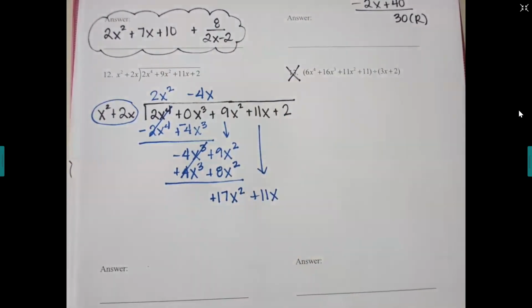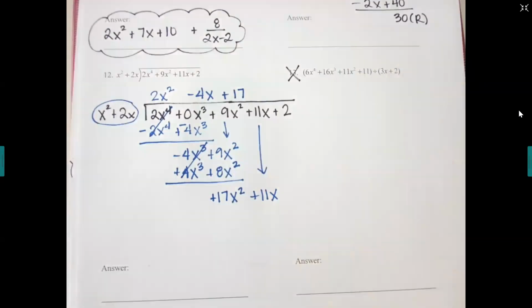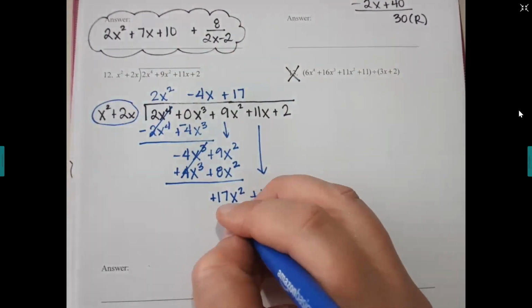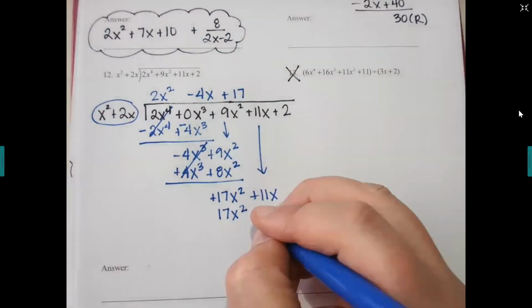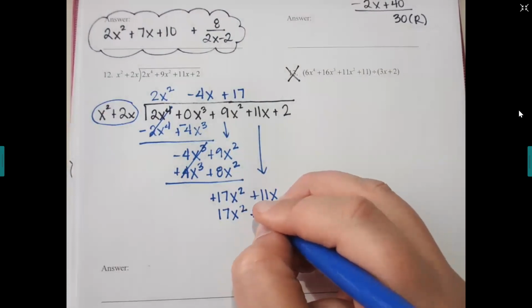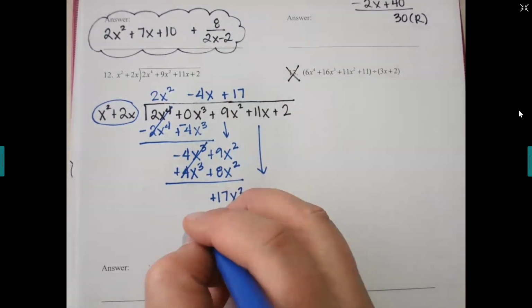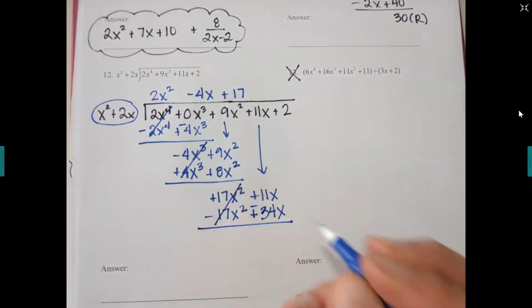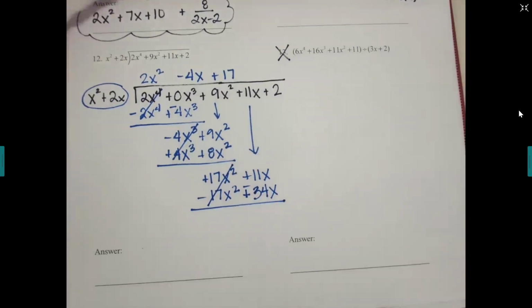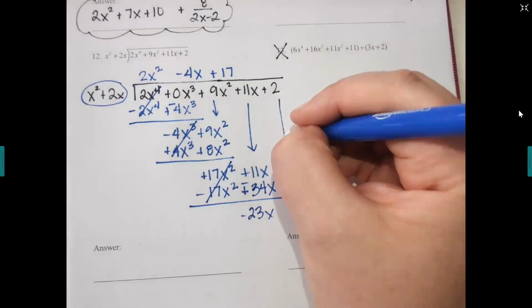What do I need to put up top? 17. 17 times x squared is a 17x squared. What about 17 times 2x? 34x. Do I keep it a plus? No. Because I'm going to change the signs to minuses. My 17's in front, cross out. Somebody with the calculator, what's 11 minus 34? Negative 23x. Carry down plus 2.